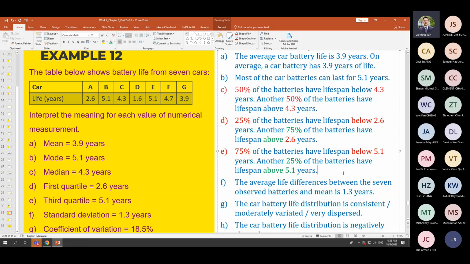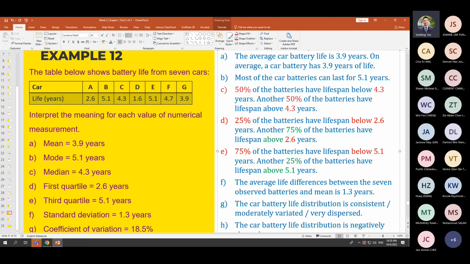Then next is standard deviation, 1.3 years. We already calculated standard deviation just now. So what is the meaning of 1.3 years of standard deviation? That means the average life difference between the seven observed batteries and the mean is 1.3 years. That is the average lifespan.